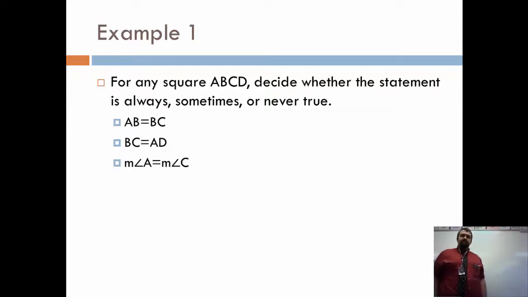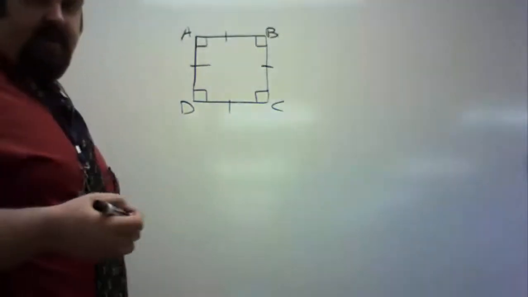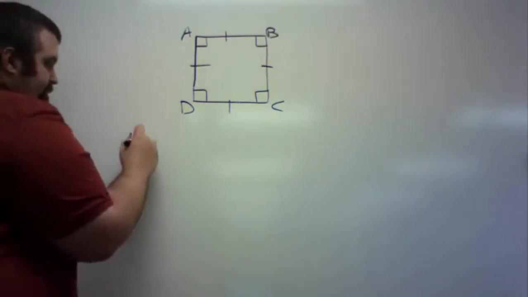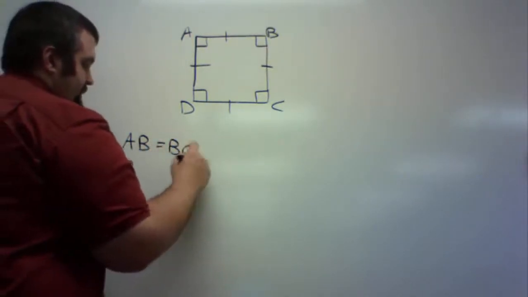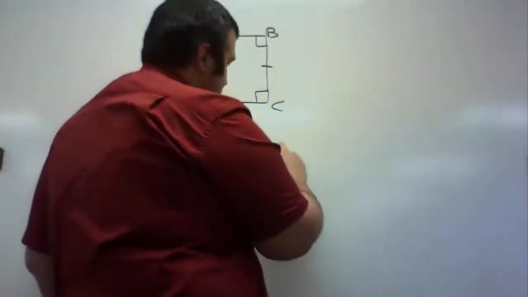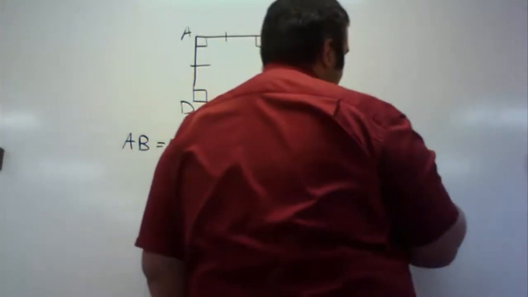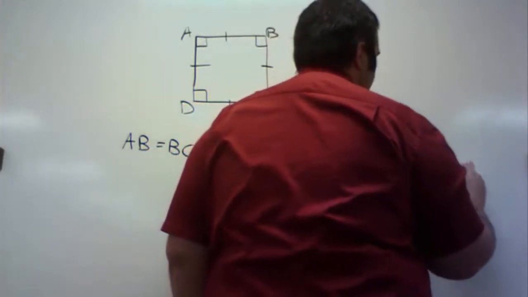For any square ABCD, decide whether the statement is always, sometimes, or never true. Well, before I even look at the three options I have here, what I'd probably do is I draw a square ABCD. And I kind of fill in stuff that I know to be true. Alright, so I've drawn square ABCD. Now it's asked me, is segment AB the same length as segment BC? It's also asked me, is segment BC the same length as segment AD? And last but not least, it's asked me if measure of angle A is equal to measure of angle C.